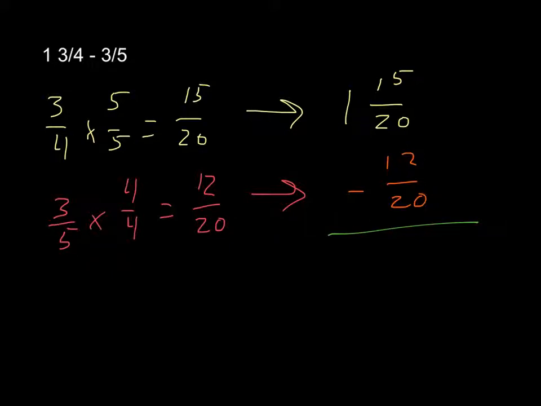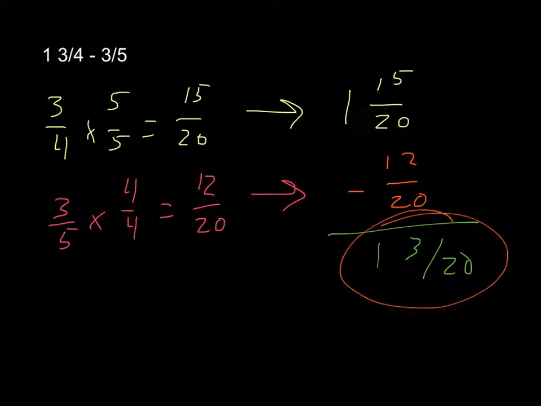Solving that, 12/20 from 15/20 is 3/20, and 1 whole minus 0 wholes is 1. So we have a difference of 1 3/20. And this is method 1.